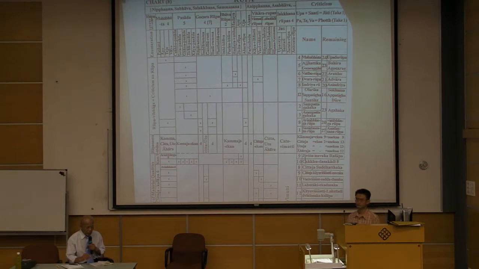So there are only 21 types of material groups consisting of 9 Kammaja Kalapas, 6 Chittaja Kalapas, 4 Utuja Kalapas, and 2 Aharaja Kalapas.